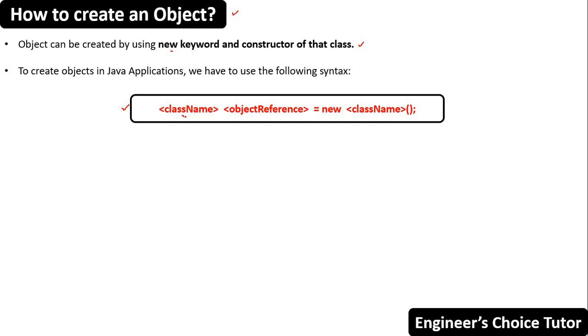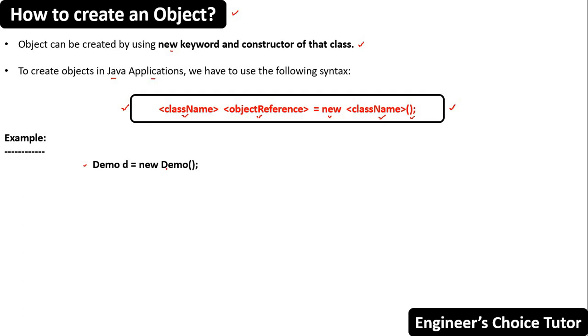You have to provide the class name, then the object reference variable name equal to new, then the class name and then parenthesis. Okay, this is the syntax to create objects in Java applications. Clear with this? In order to understand this syntax better, let's take one example. So I have this example here.